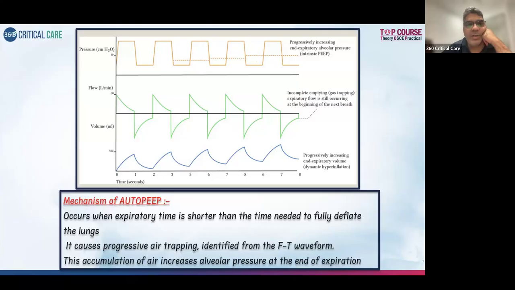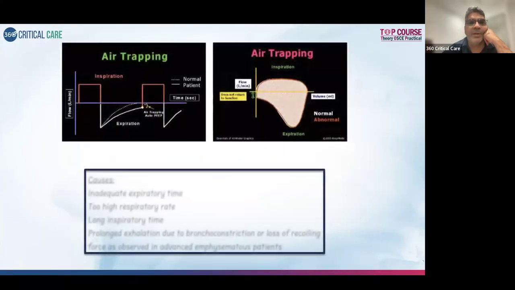I am not going into detail of the mechanism of auto PEEP, suggesting air trapping. As you can see, it should finish here, but the expiratory flow is not finishing, and there is auto PEEP generated. So on the flow time, you will have that deficiency that you can see.